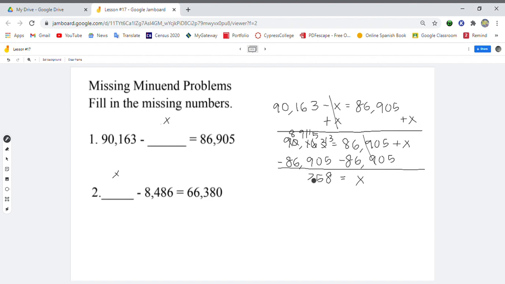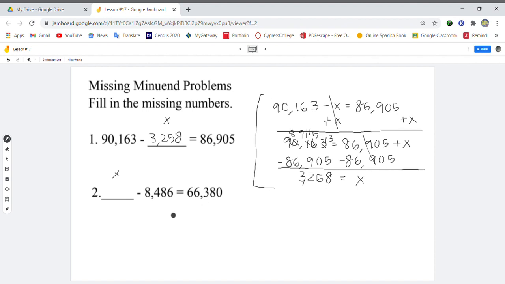And we just end up with 3,258. I'm just going to double check if that is correct. And that is correct. So x is our 3,258 value. So that's what goes here. And you can basically do it using algebra like this.